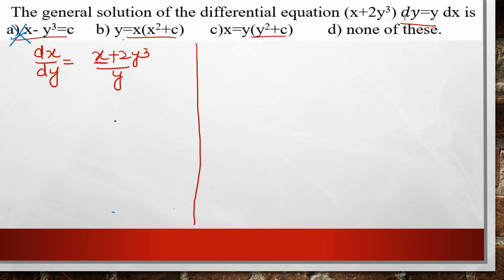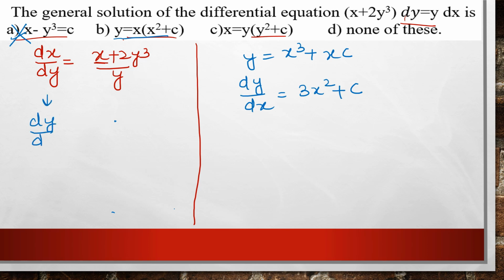Fine. Now come to the next option. The next option is B, where y is given as x cube plus xc. Now here if you differentiate, what is the value of dy over dx? That is 3x square plus c, right? Now from this, what is the value of dy over dx? So dy over dx equals y over x plus 2y cube, right?